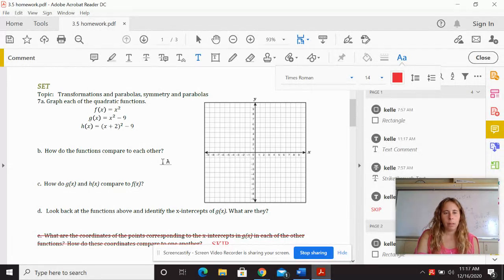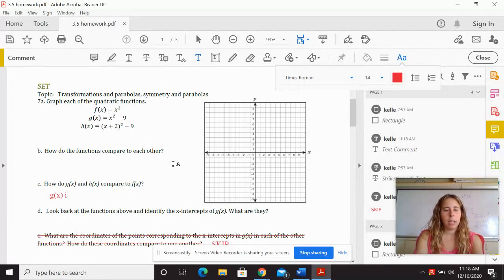Well, all right. Let's just look at g of x and h of x real quick. Oh, we're going to answer it in C. So x squared, (x plus 2) squared minus 9. Let's talk about transformations, okay? So x squared minus 9. Think back to last chapter. What does that minus 9 do?